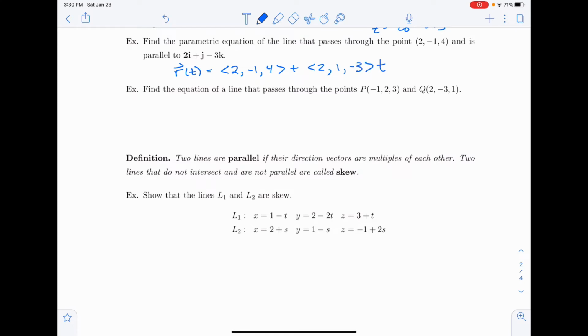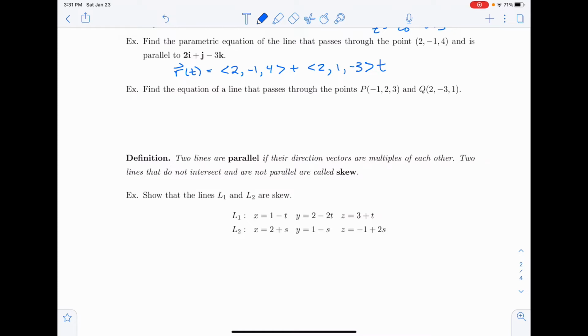At t equals 0, we get the point (2, -1, 4). And then for every other value of t, we get a different coordinate that's on that line. Now, I said before that 2 points make a line, so I should be able to take these 2 points, P, which is (-1, 2, 3), and the point Q, (2, -3, 1), and find a line that goes through those 2 points.